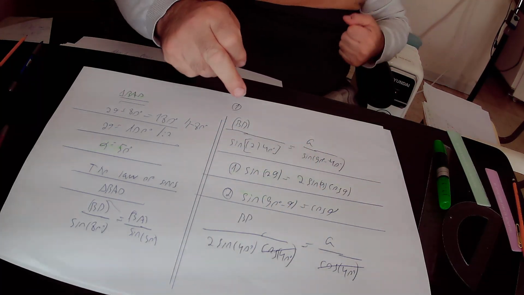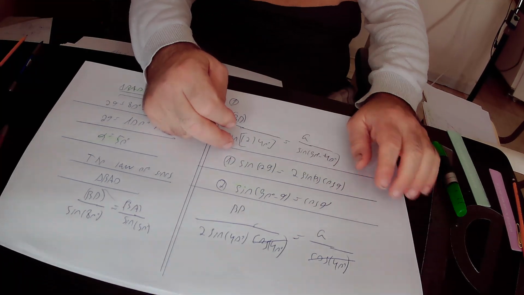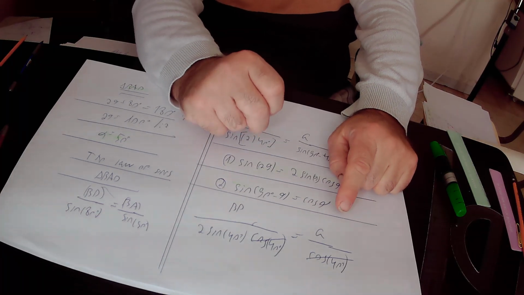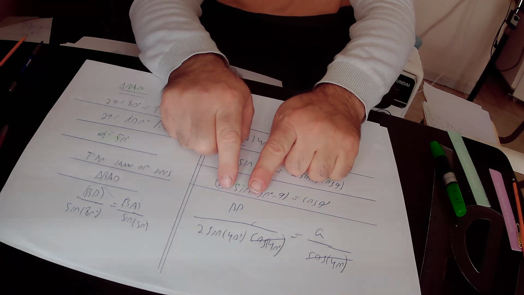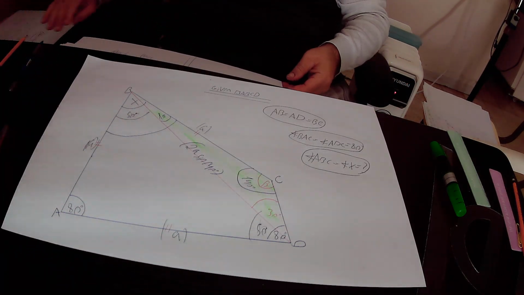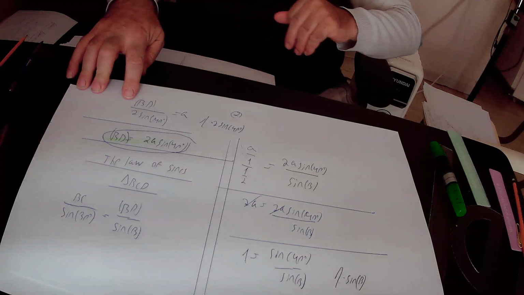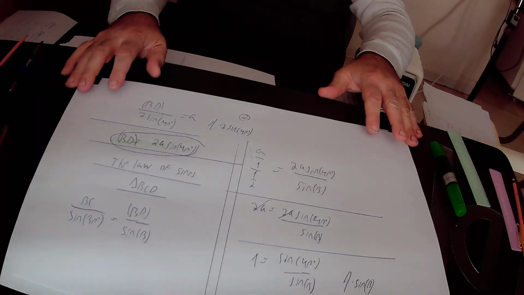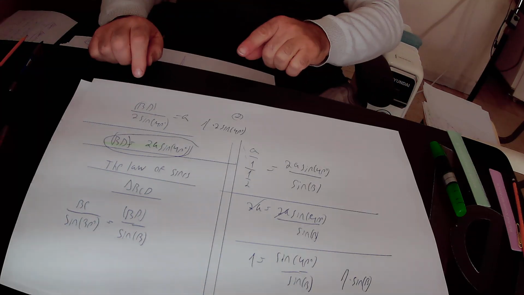So in total, we found that BD over 2 times sine 40 degrees cosine 40 degrees equals a over cosine 40 degrees. Here we have cosine 40 degrees on both sides of this equation, so cosine 40 degrees will cancel. After we cancel cosine 40 degrees, on one side of the equation we are left with only a, while on the other side we are left with BD over 2 times sine 40 degrees. Here we multiplied this equation by 2 times sine 40 degrees, and finally found that the missing side BD equals 2a times sine 40 degrees.